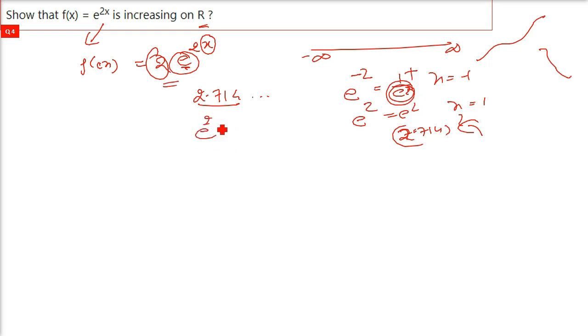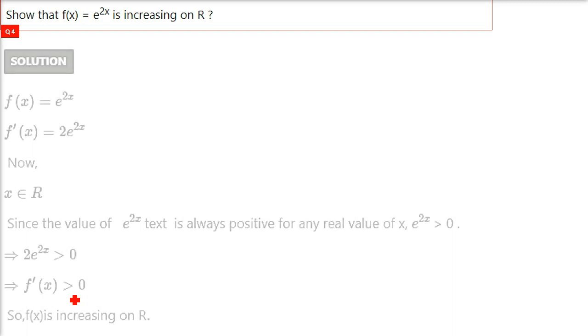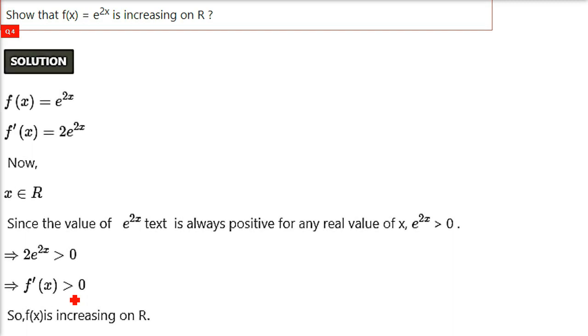So once the value, that is f dash x, is always greater than 0 in all the real number range, so 2 e raised to x is greater than 0. I explained why it is always greater than 0. e raised to x will always be greater than 0 if you divide both sides by 2 in the real numbers. That is why it is increasing on R. So just see how we have to write. Whatever I have explained is being printed here.